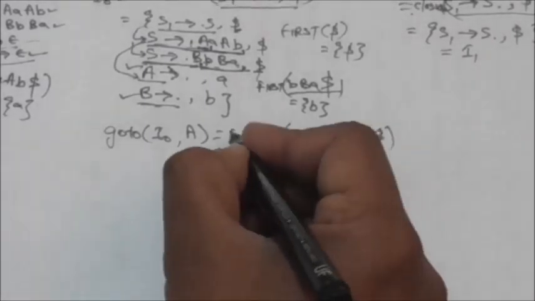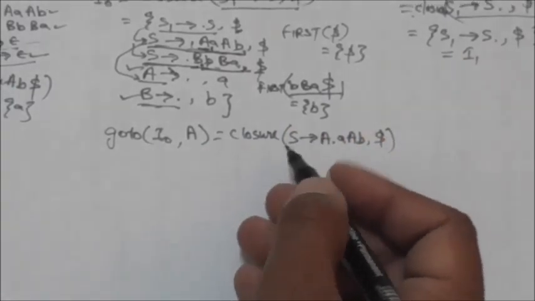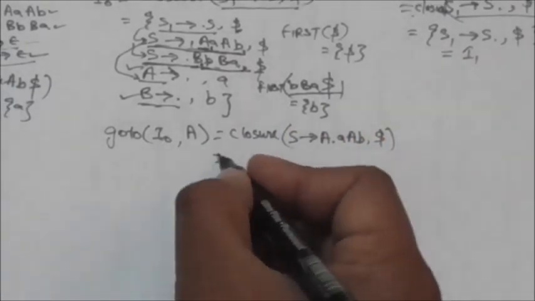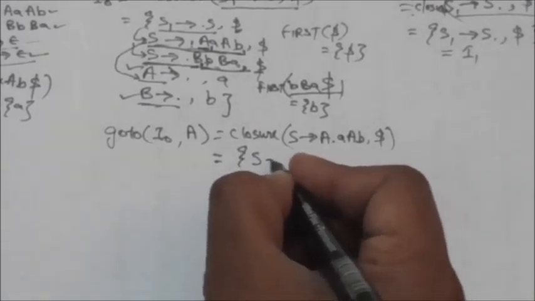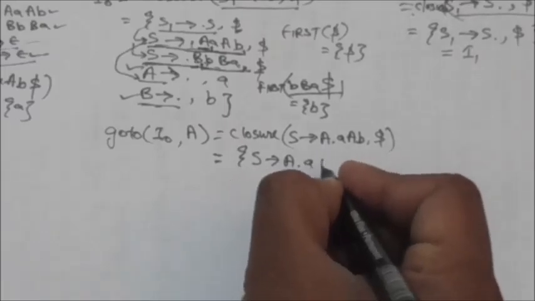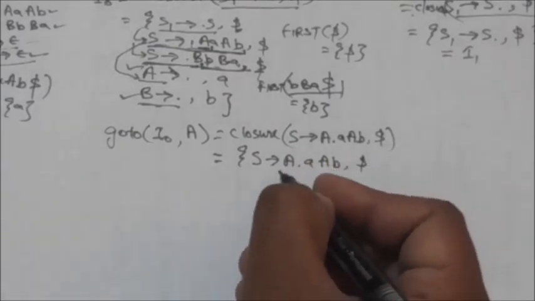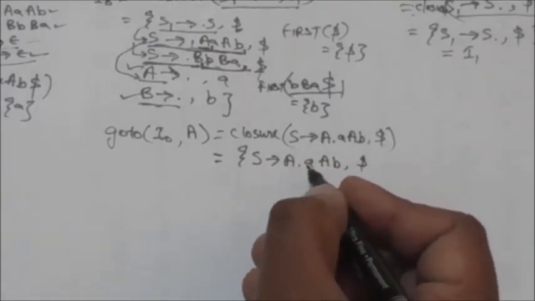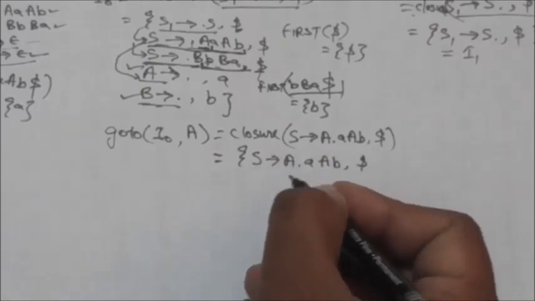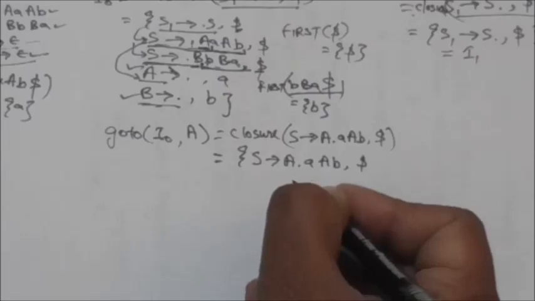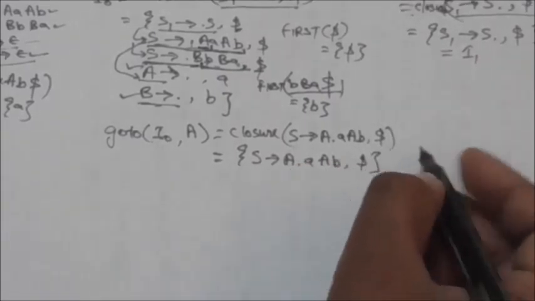Now what I need to do is find the closure of this item. What would be the closure of this item? First, this item itself will be added in its closure: S derives A.AAB, lookahead symbol dollar. Now we have added this item in the closure. Here you can see that the dot is not followed by any non-terminal symbol, so no new item can be added in this closure. So this closure will contain only this single item.